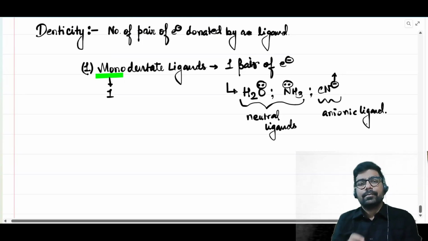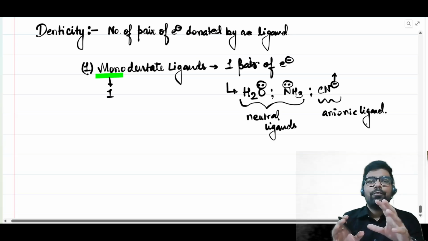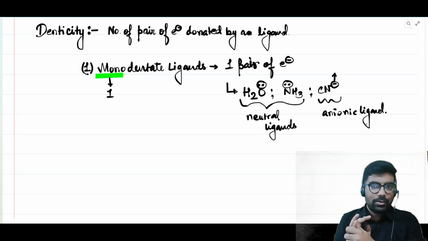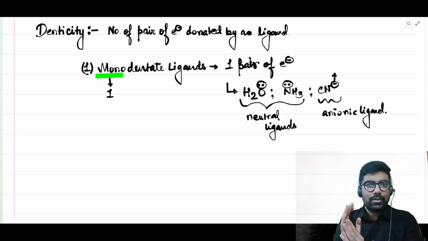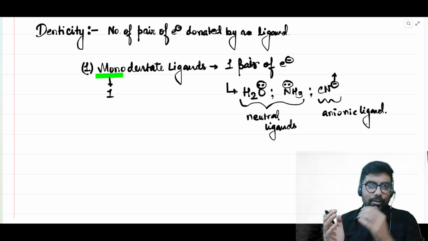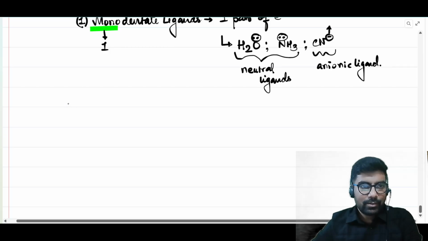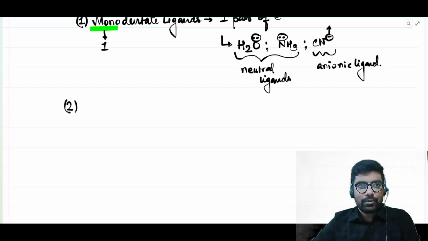So basically, if a ligand can donate only a single pair of electrons, then it falls under the category of monodentate ligand. Okay. The next one, again, if we have one, then we will have two, so that is called bidentate ligands.